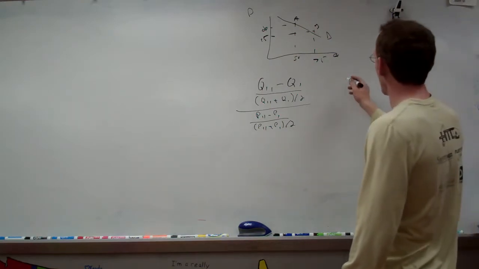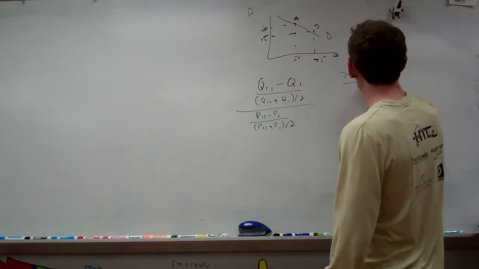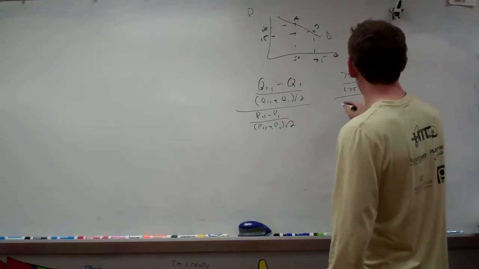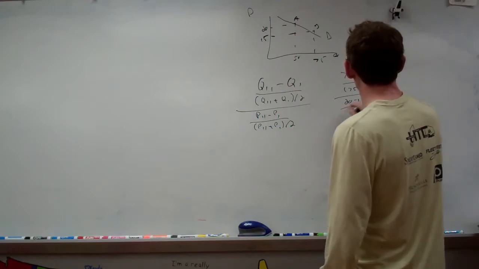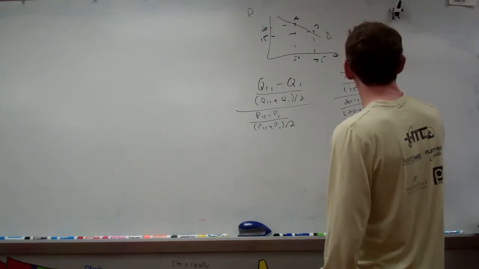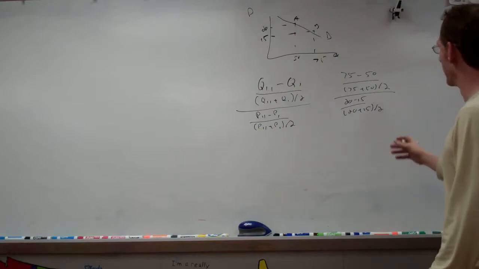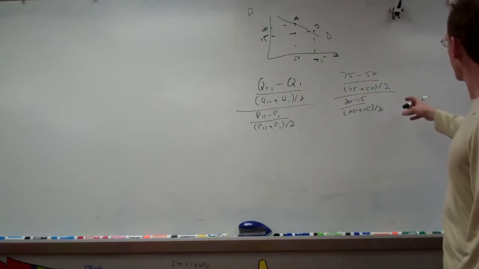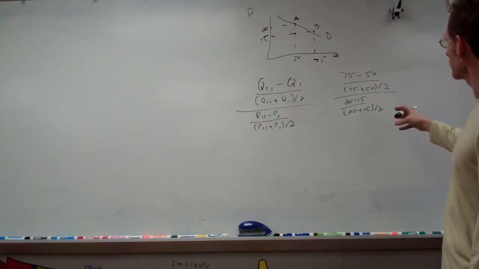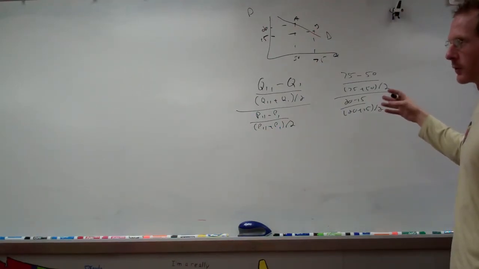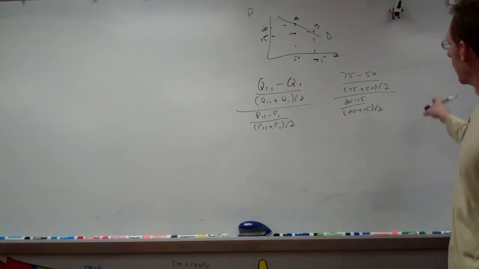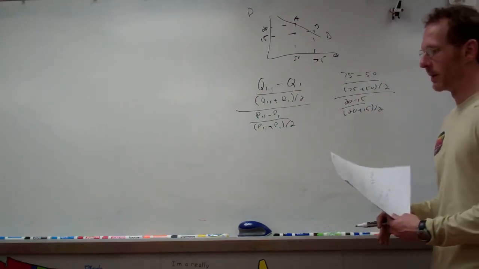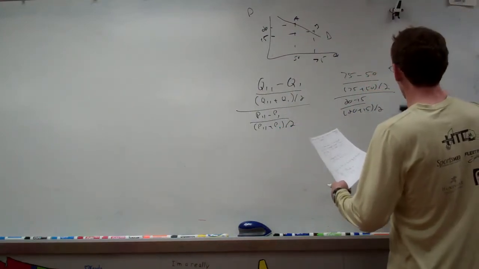So quantities first: 75 minus 50 over 75 plus 50 divided by 2, all over 20 minus 15 over 20 plus 15 divided by 2, and then work that out. That'd be 25 over 62.5, all over 5 over 17.5, and then you can do the math on that. So that's how you do number 3.